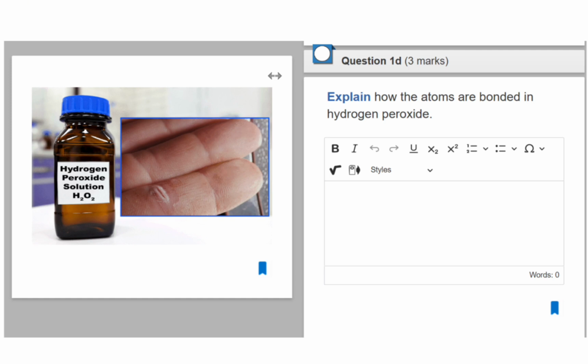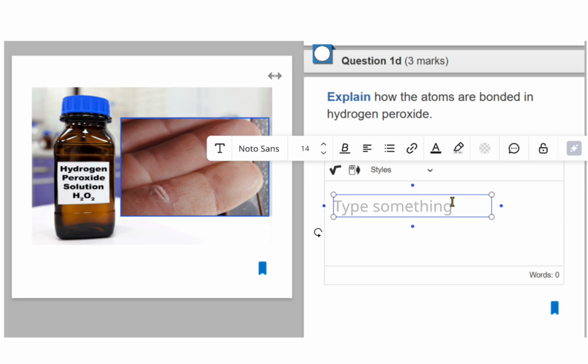Atoms, they love stability. So they will do anything to achieve that state of stability. So that's the same in case of the two atoms in hydrogen peroxide as well. They form a covalent bond in order to achieve stability and in order to fulfill their octet and duplet structures. So that is going to be our answer.